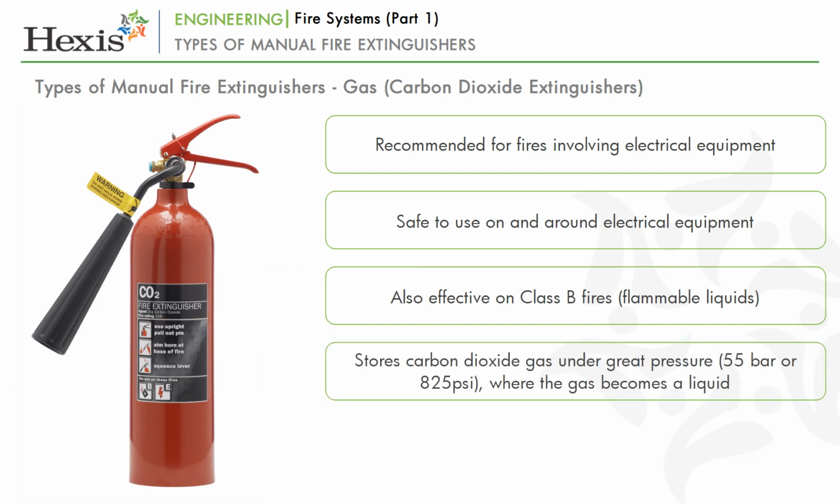CO2 extinguishers store carbon dioxide gas under great pressure, 55 bar or 825 psi, where the gas becomes a liquid. When you operate the fire extinguisher levers, the pressure is released. The CO2 pressure is reduced by the diffuser, that is horn, and expands back into a gas, rapidly cooling the surrounding air.